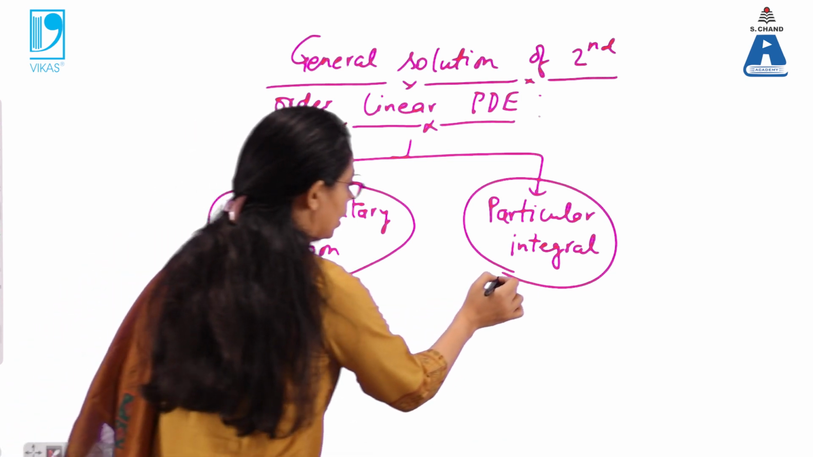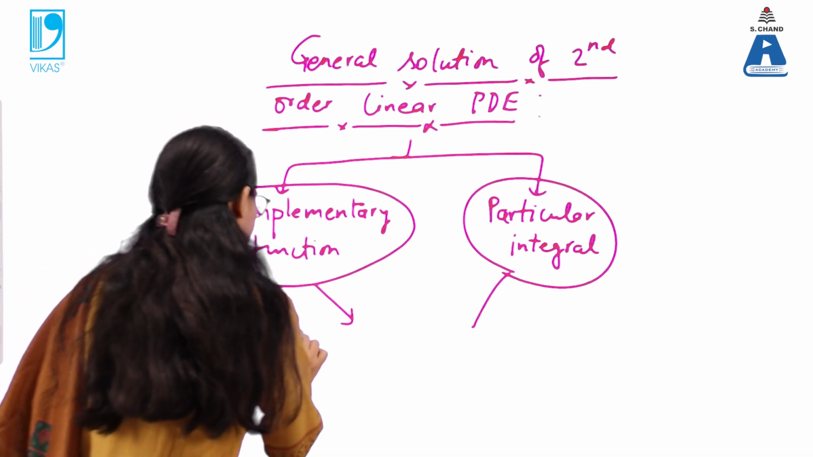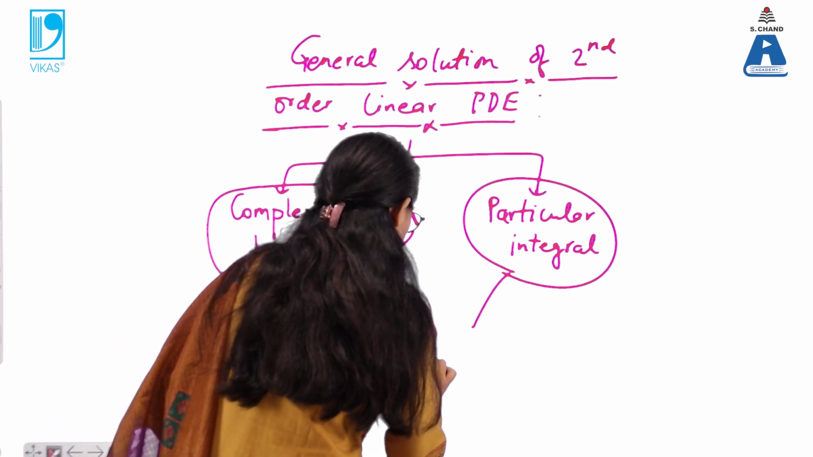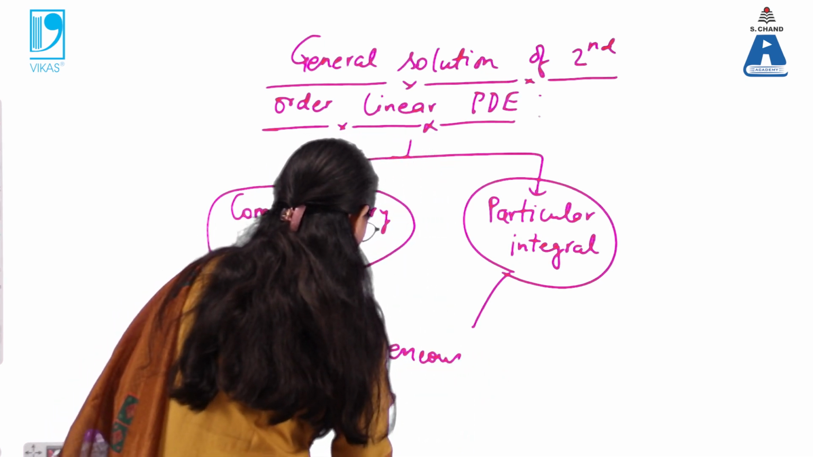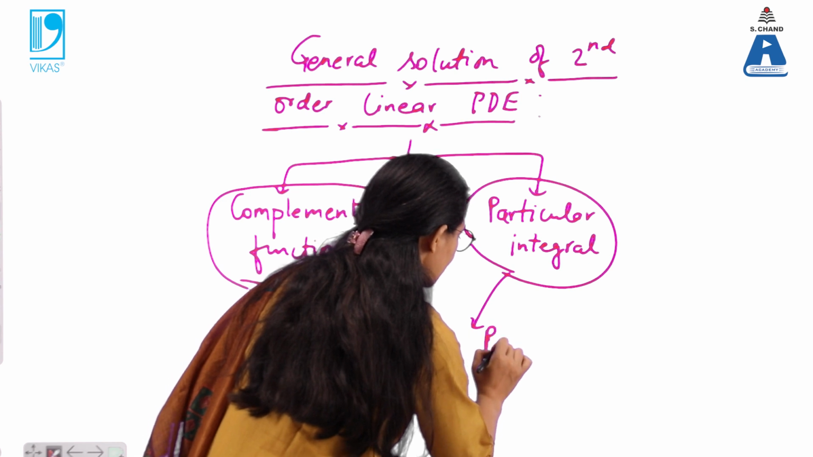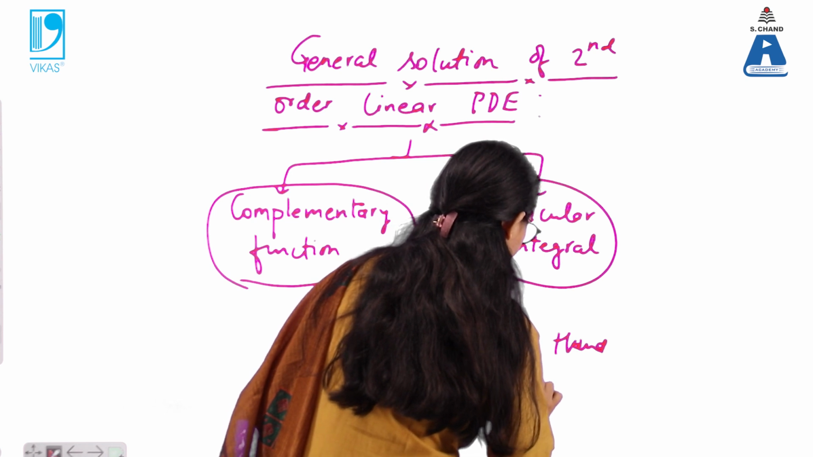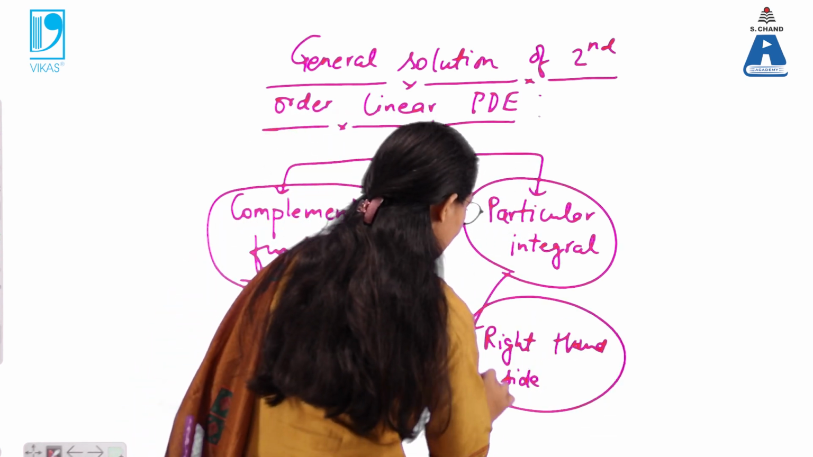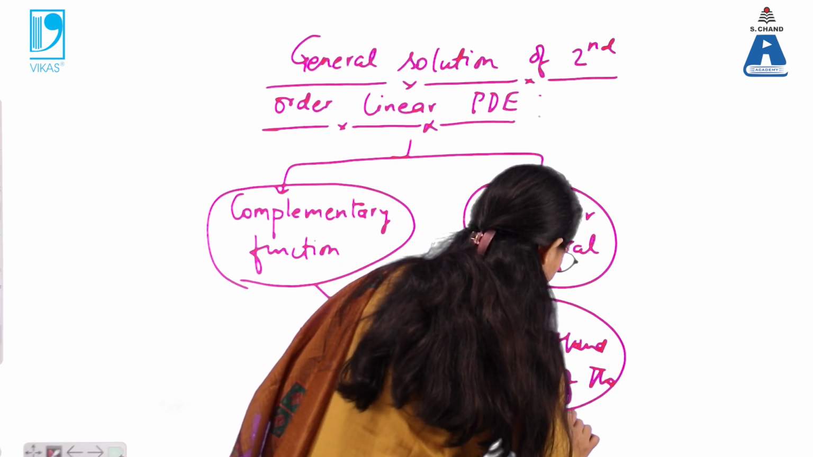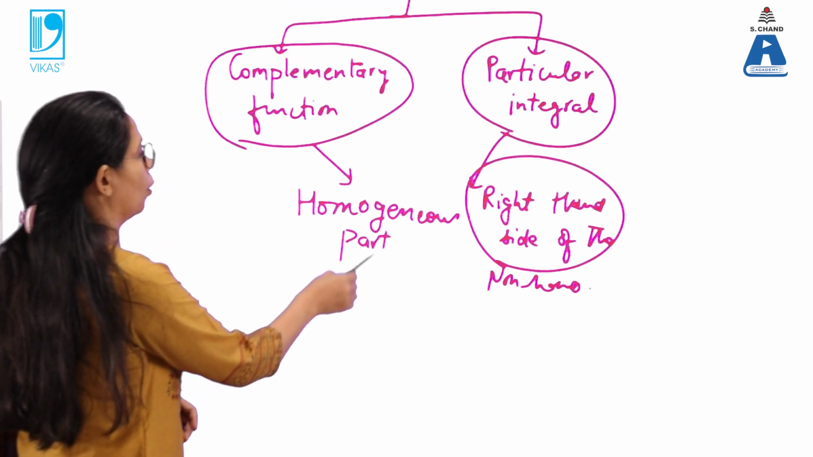But the complementary function corresponds to the homogeneous part of the differential equation, and the particular integral corresponds to the right hand side, or we can say the non-homogeneous right hand side of the non-homogeneous partial differential equation. So when do we call an equation homogeneous and non-homogeneous?